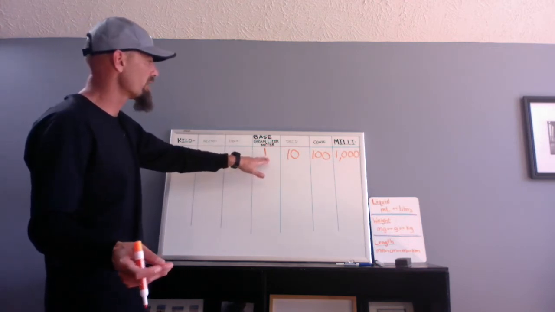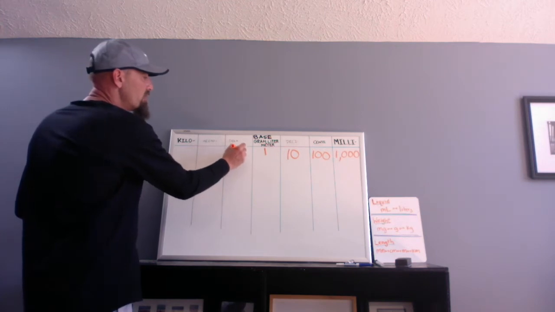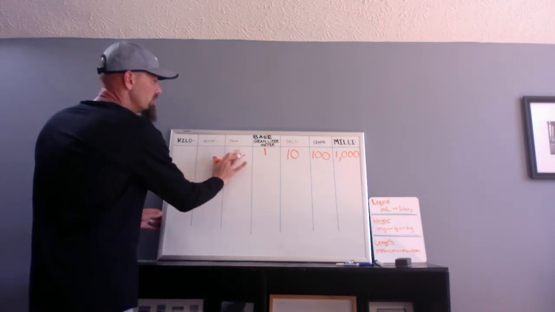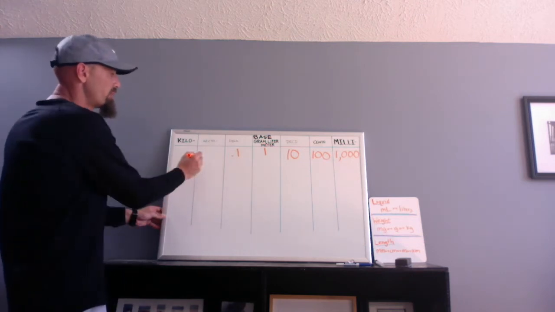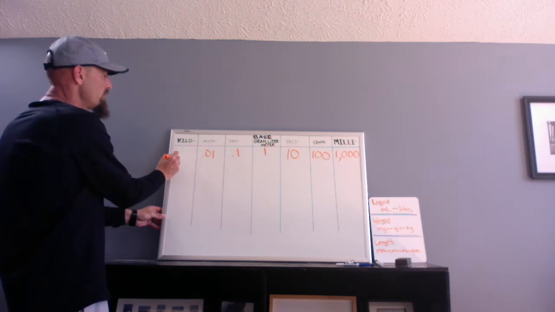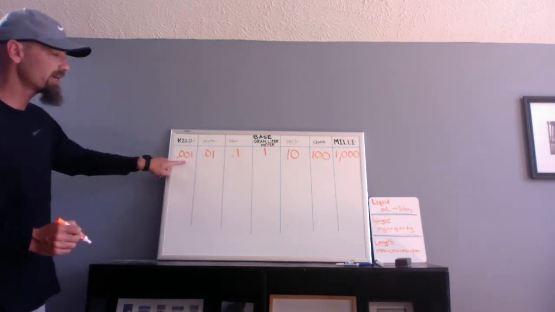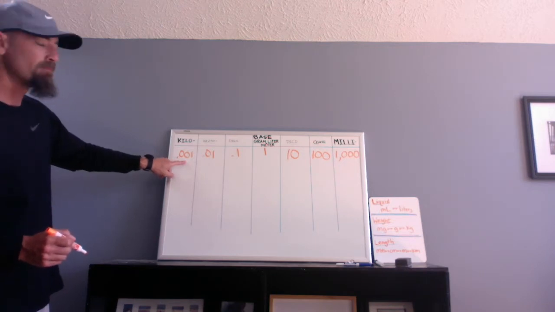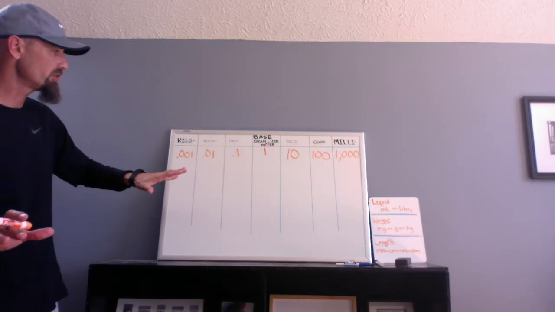All right. Let's go the other way. The base, we're talking about 1 gram. We would have 0.1 decagrams. We would have 0.01 hectograms, and we would have 0.001, or 1,000th, of a kilogram. All right? So all we're doing is shifting decimal points. So let's try something out.